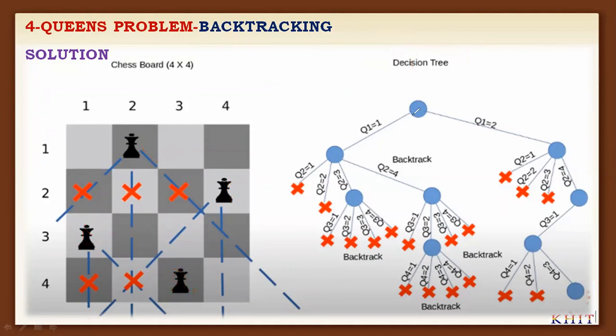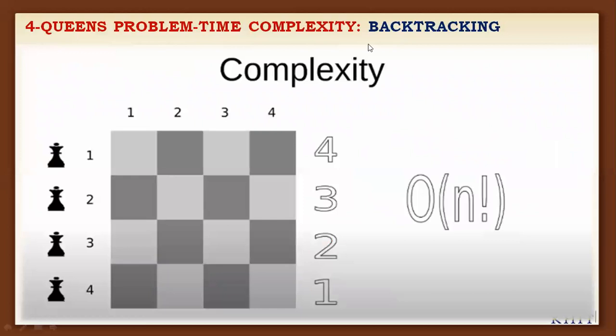So here, now let us see the time complexity of the 4 queen problem. How to find the time complexity of the 4 queen problem? Before discussing that, the size of the chessboard is 4 by 4, 4 rows and 4 columns.